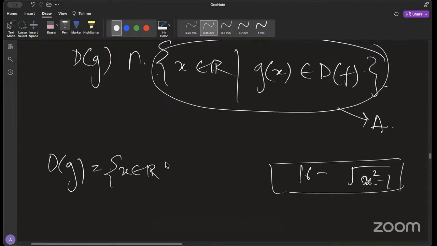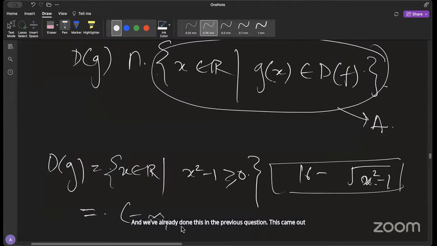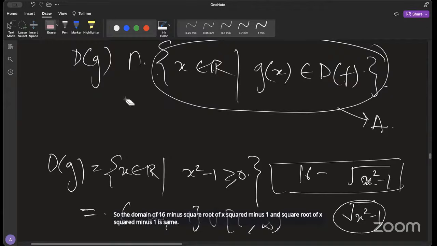So for this, you just need to make sure that x is such that x square minus 1 is greater than or equal to 0. We've already done this in the previous question. This came out to be minus infinity to minus 1, union 1 to infinity. So the domain of 16 minus square root of x square minus 1 and square root of x square minus 1 is the same. They have the same domain.